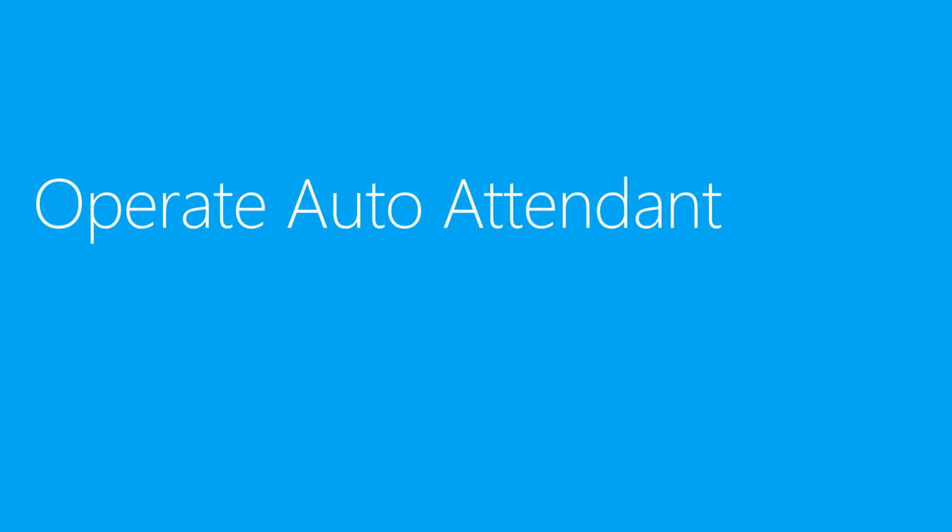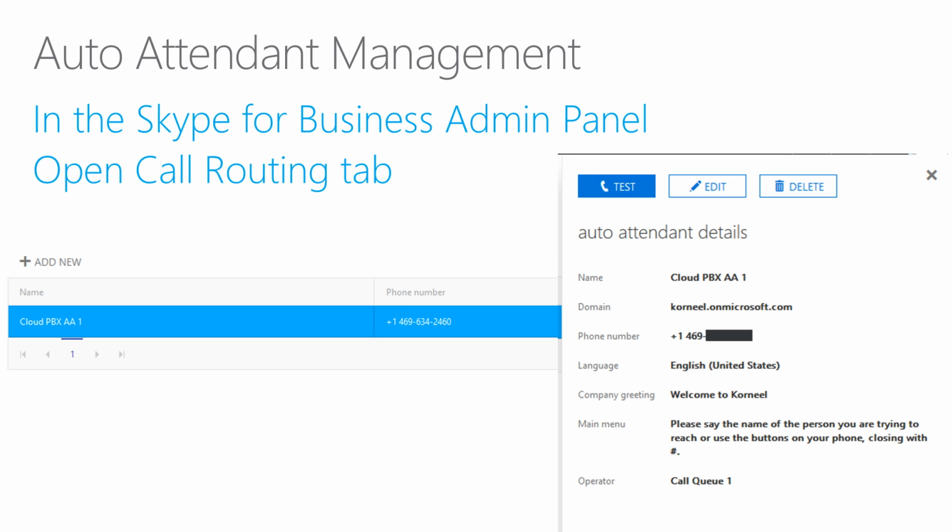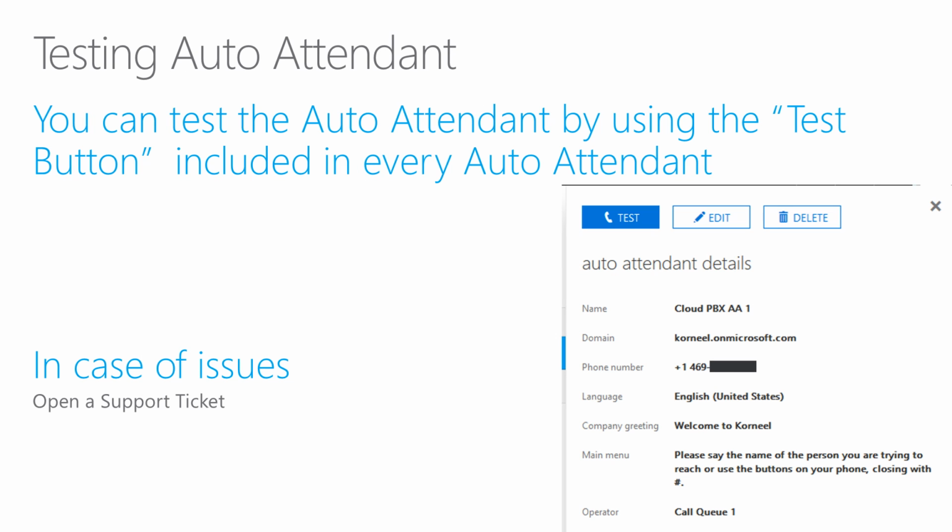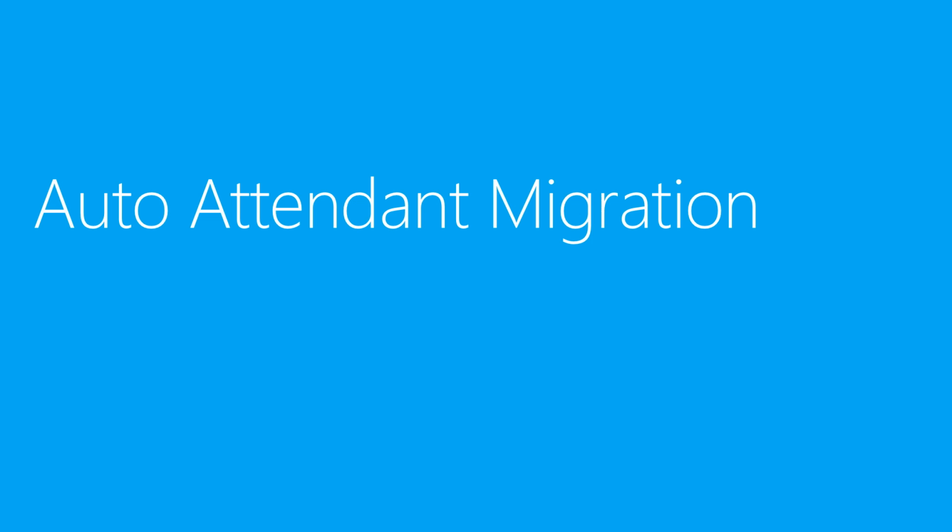So how do we operate this auto attendant? In the Skype for Business admin panel, there's a tab called call routing. If you open that, that's exactly where you created these auto attendants. You can select the auto attendant and you'll have the option to test, edit, or delete the auto attendant. To test, you can press the test button and it will do a call. If you're testing from your own tenant, it will revert back to a VoIP call, but we would always recommend to place a call to the external facing number of the auto attendant to ensure that it's functioning correctly.